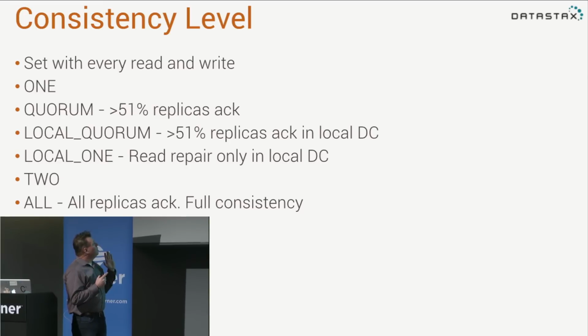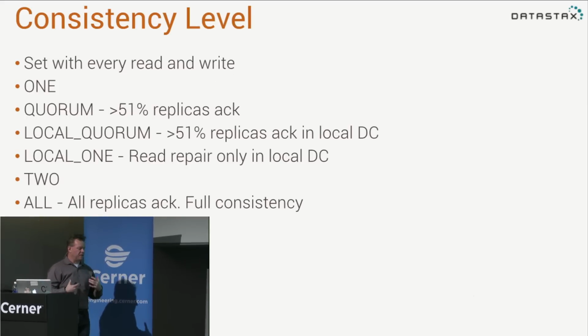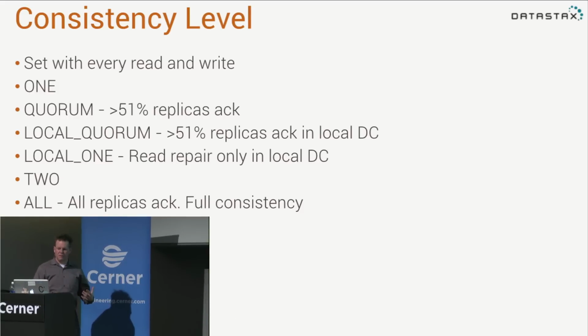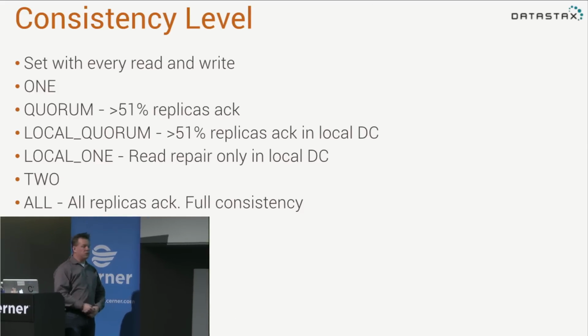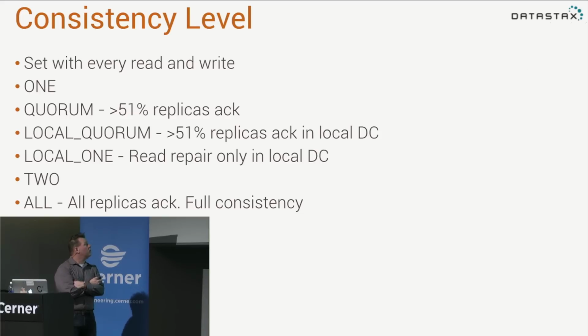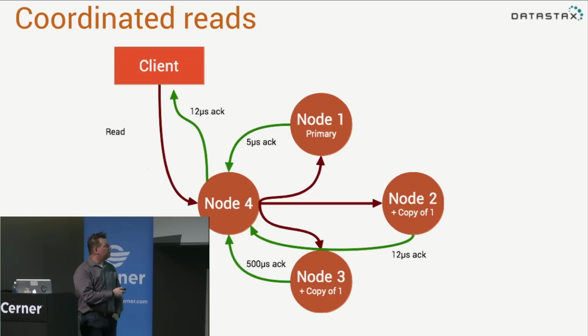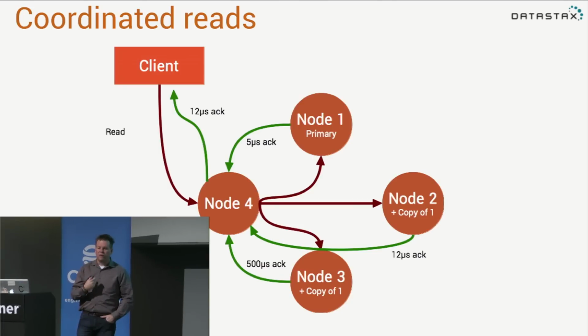Consistency level is set with every read, every write. And you, as an application writer, can pick this every time you do a read or write, or you can just set a default, and that's fine too. So let's start with the bottom of the barrel, and that is 1. In this scenario, whenever I ask node 4 for data, consistency level of 1 is cool. It's going to just pick one of these and ask, hey, do you got that data? And it'll be really fast.